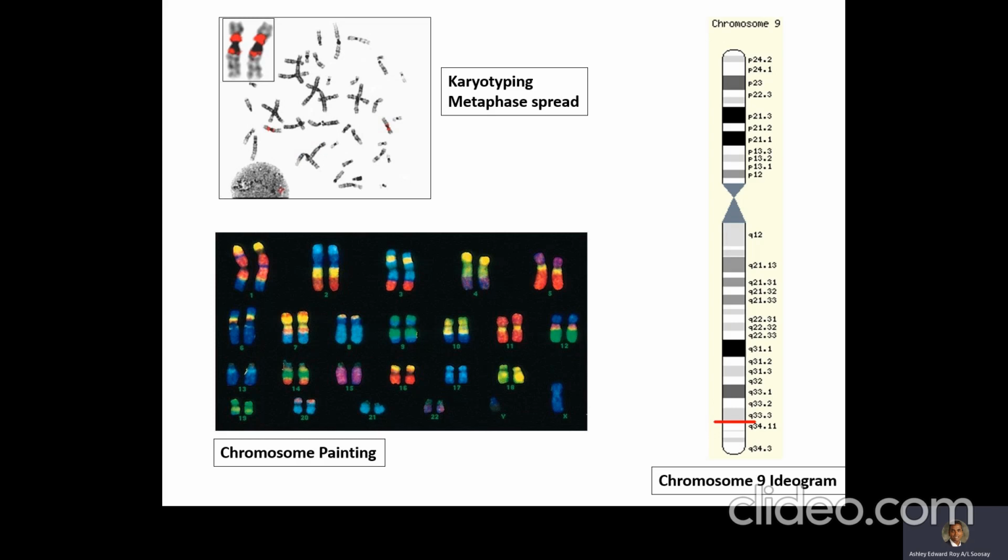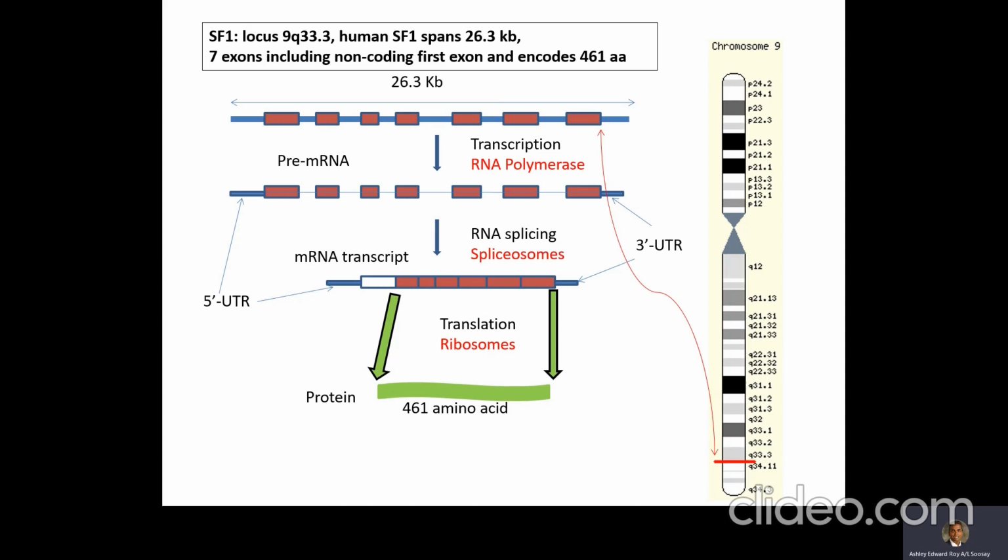What do you think? Is it metacentric or submetacentric type of chromosome? Now from that location, this is the size of the actual gene SF1, and we know that it has 7 exons: 1, 2, 3, 4, 5, 6, 7. Once it gets transcribed, this is the pre-mRNA. The introns are removed and you get 7 exons stitched together.